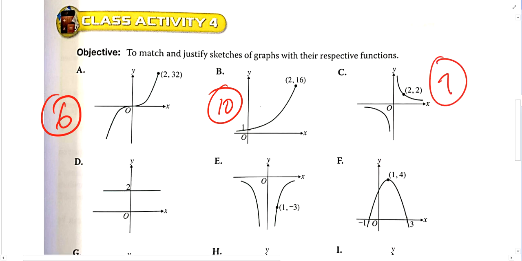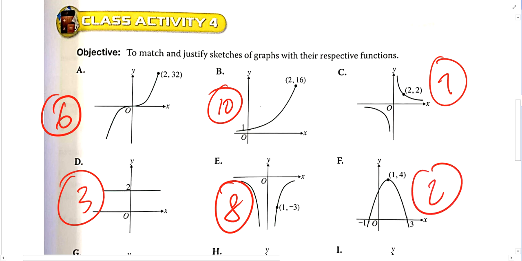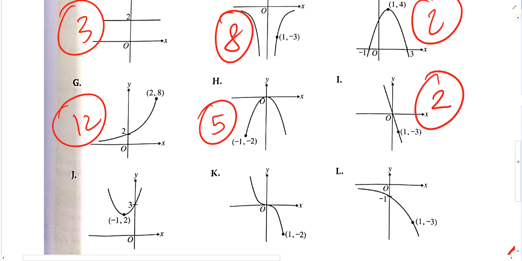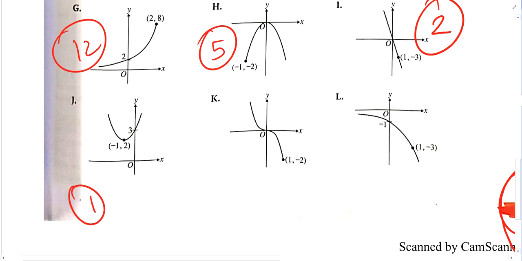7. D. E. F. G. 12. H. Sharif, for I, what do you have? I wrote 2. J, K, L. Next. Next.